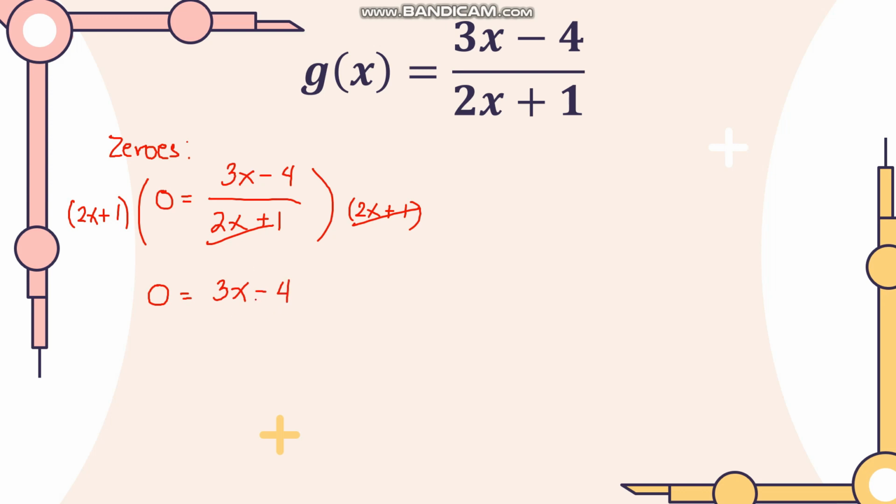Now from here, all you have to do is solve for the value of x. So we can move negative 4 to the other side. So we have 4 equals 3x. And then divide both sides by 3. So cancel. Therefore, we have x equals 4 over 3. So this is now our zero: 4 over 3.